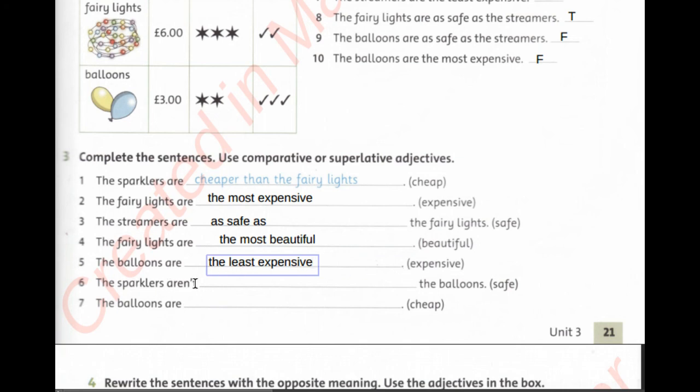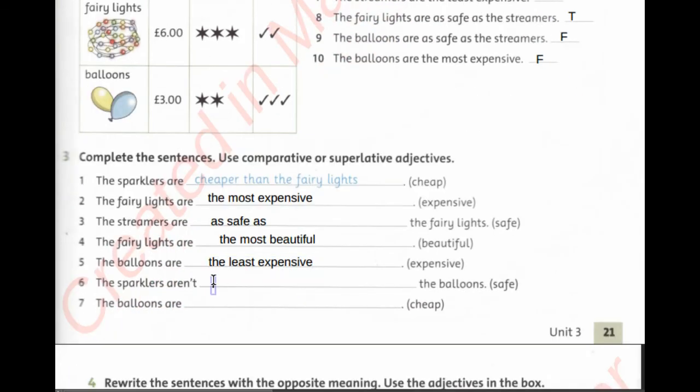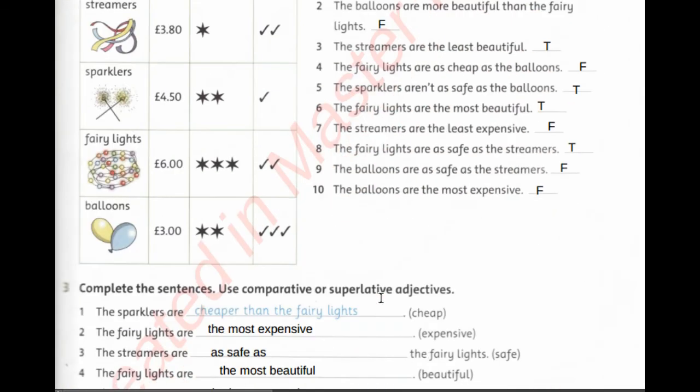Then we have the sparklers aren't as the balloons. The sparklers have only one. The balloons have three. So we write there, the sparklers aren't as safe as the balloons. And the last one, the balloons are cheap. So we have there, remember, superlative, the cheapest. Okay. So finish this work here on this page.